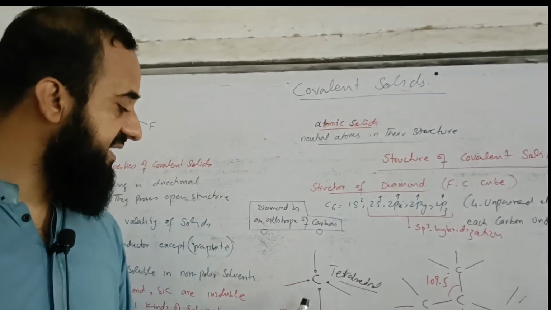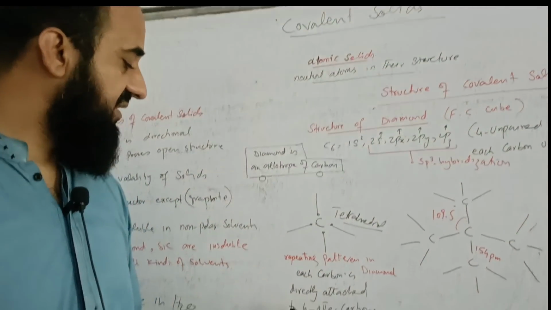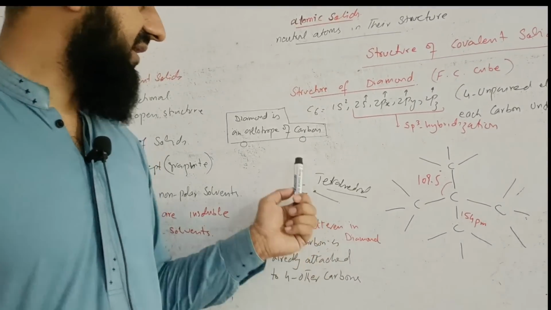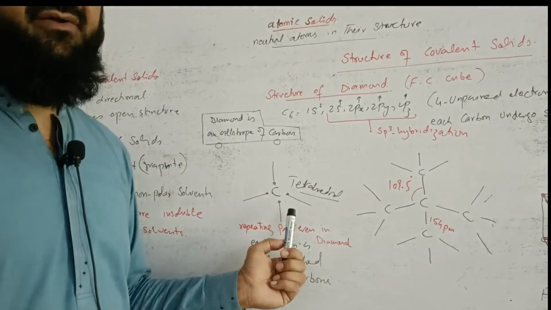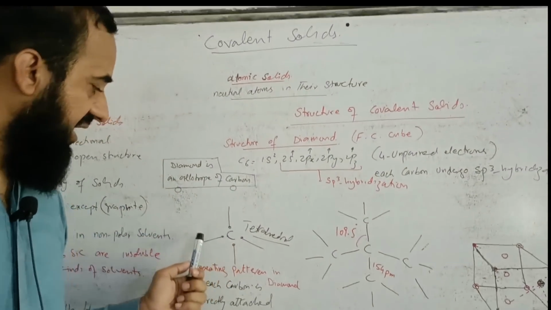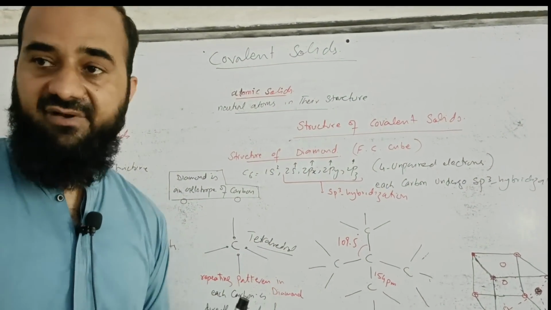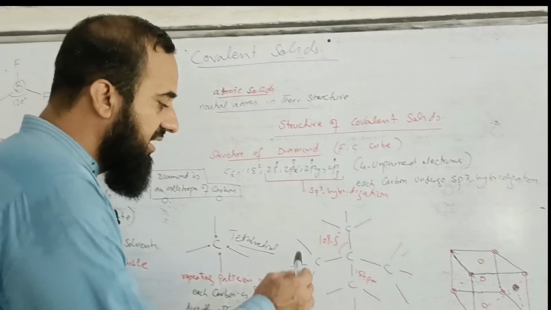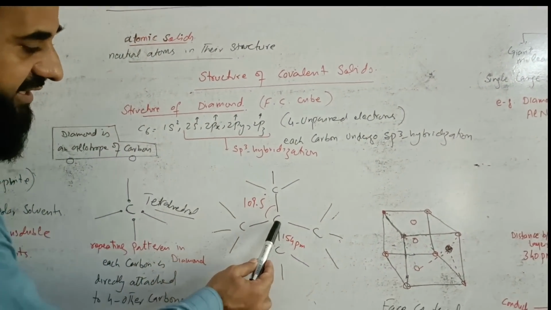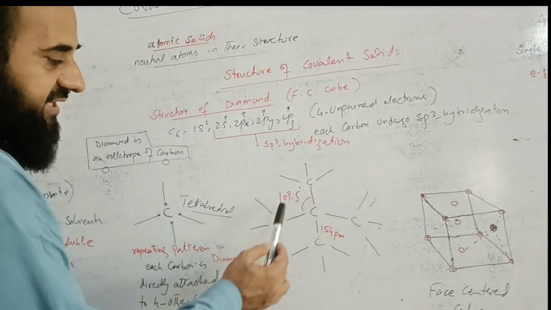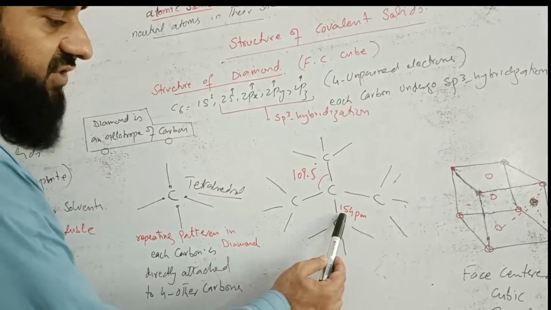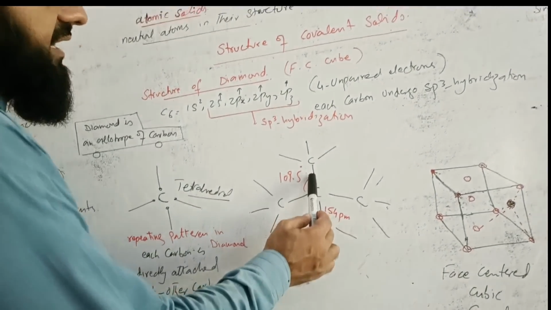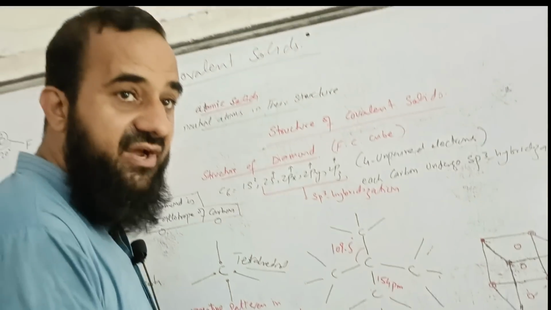It shows that each carbon in diamond is directly attached to 4 other carbons, and this pattern is repeated in the whole diamond crystal. This type of arrangement is called tetrahedral. If you see the simple representation of the crystal, in the diamond crystal each carbon is directly attached with 4 other carbons with a carbon-carbon bond length of 154 picometers and a bond angle of 109.5 degrees.